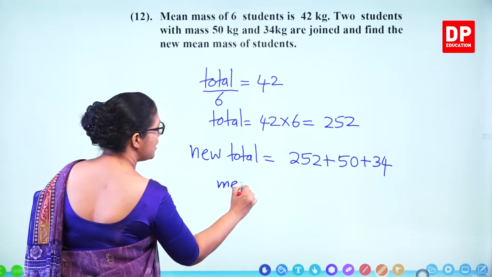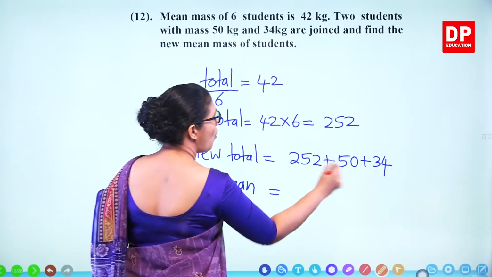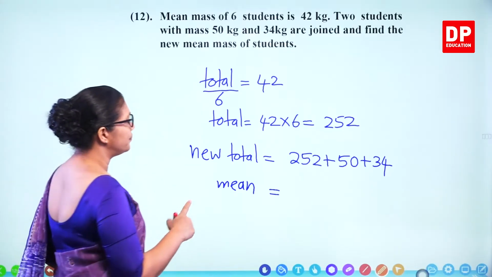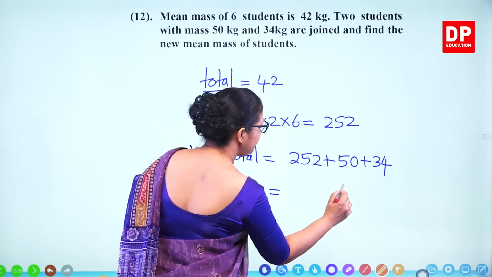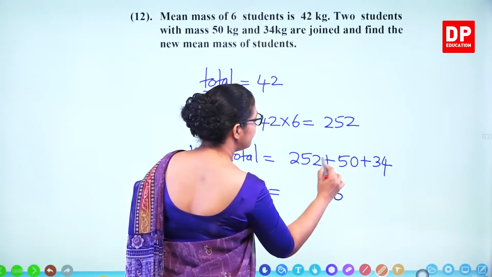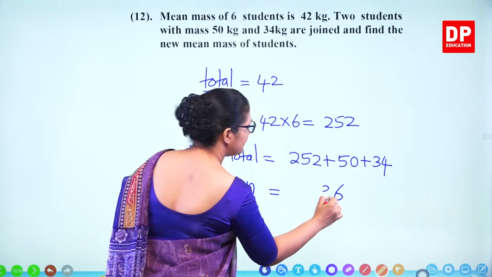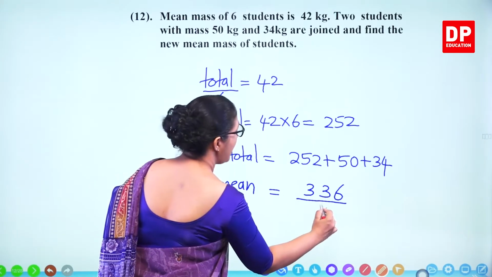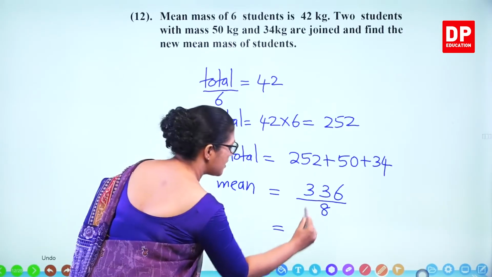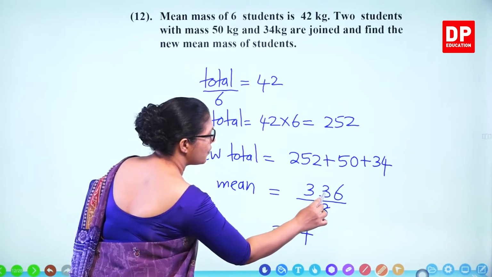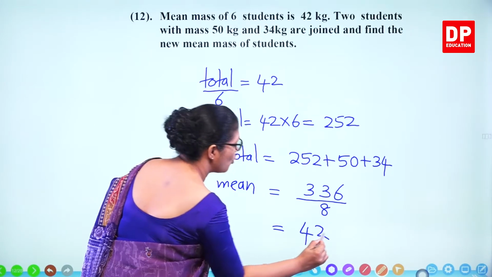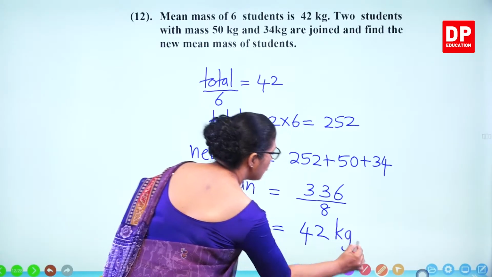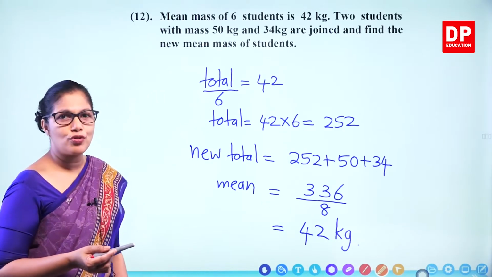we can find out the new mean. Total divided by, now altogether 8 students. 6 plus 2. So what's the total? 13 and 3. So divide by 8. So 8 times 4, 32, and for 16 that's 2. So you get the same mean value. So the new mean is also 42 kilograms.